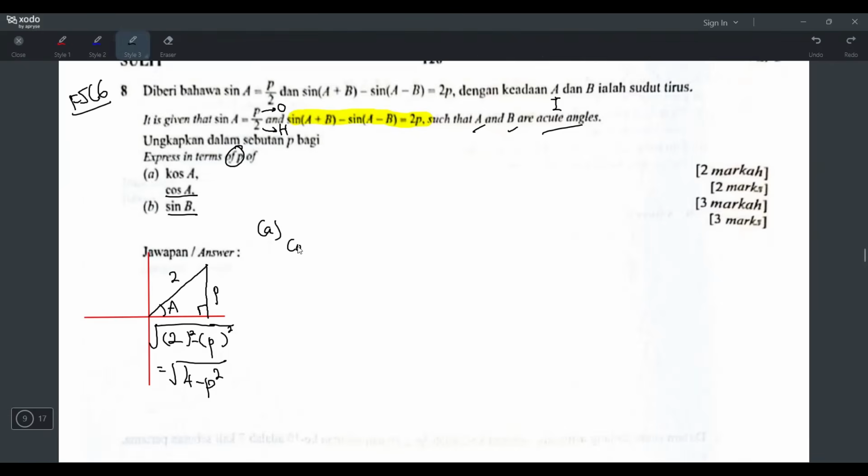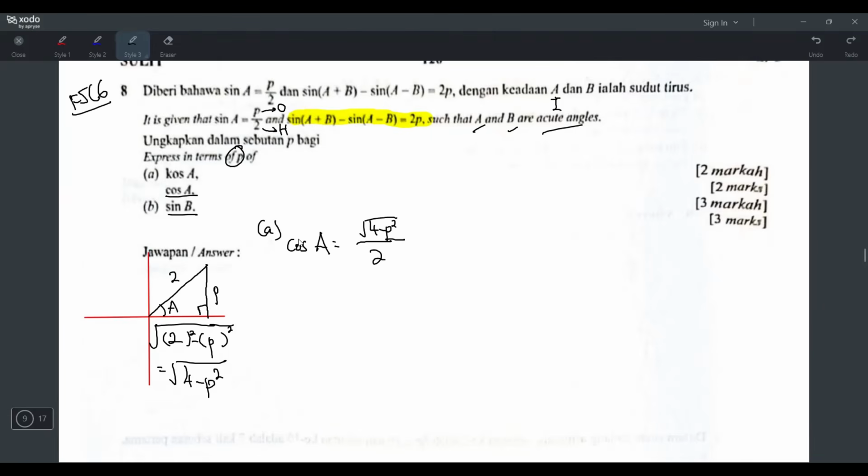Let's do A first. So they want to find cos A. This is quite easy. You just refer here. The cos A formula is adjacent over hypotenuse. But you always leave some space here. So what's the adjacent? Square root 4 minus P square, over hypotenuse, which is 2. Why you have to leave some space here is to check whether it's positive or negative.